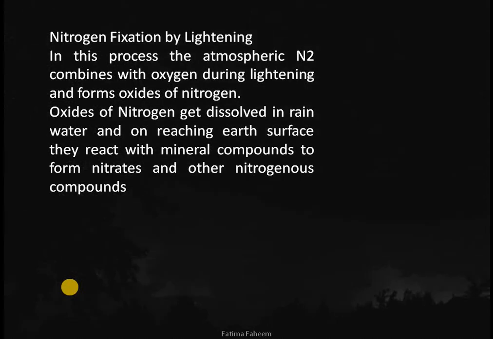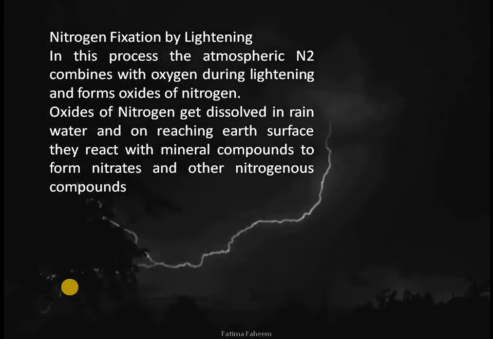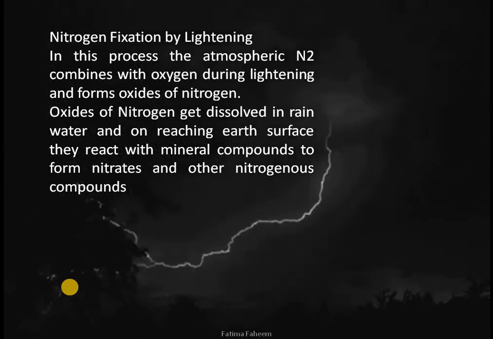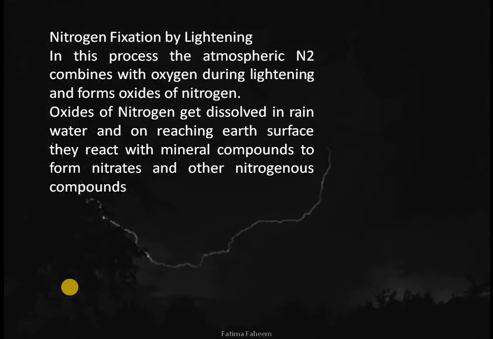These oxides of nitrogen, on reaching the Earth's surface, would react with mineral compounds, for example calcium, to form nitrates of that mineral ions. For example, if it reacts with calcium, calcium nitrate would be formed. And there are other nitrogenous compounds also which can be produced by this process.